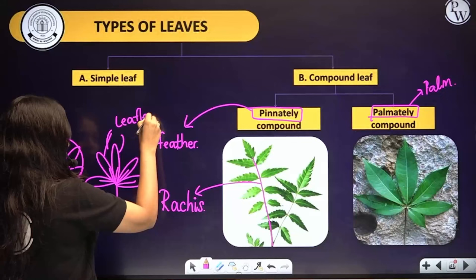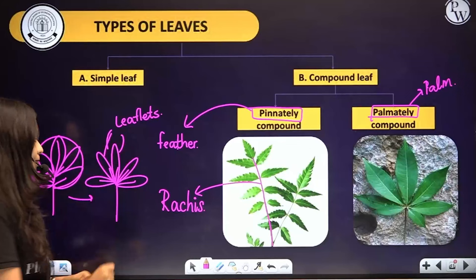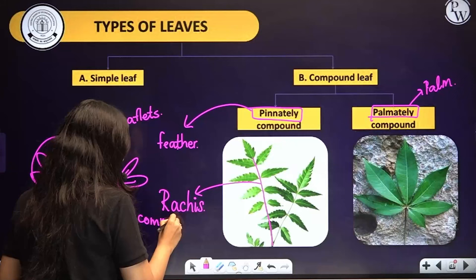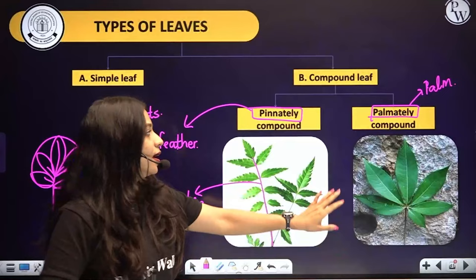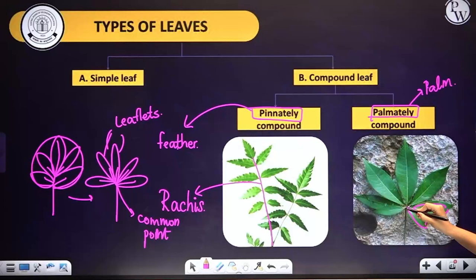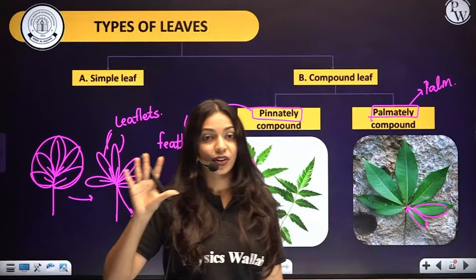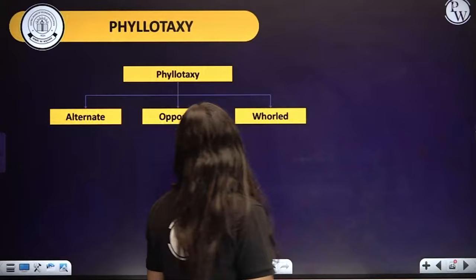All right. Over here, it appears like the palm of your hand because all of these leaflets are arising from a common point, which is not the case with pinnately compound. In pinnately compound, you have an axis which is called the rachis, and from the rachis, the leaflets will arise. And in palmately compound, you have these leaflets arising from this common point such that it gives the appearance of your palm. Therefore, it is called palmately compound. Okay, so these are the different types of leaves.